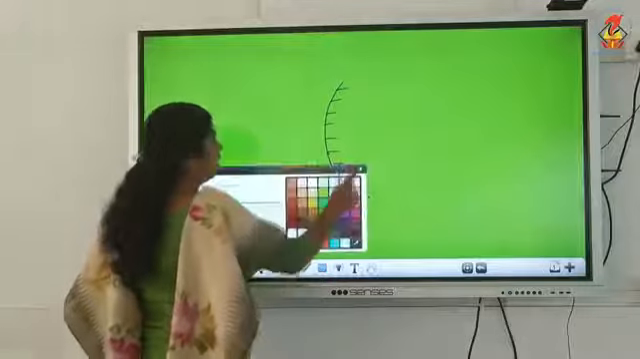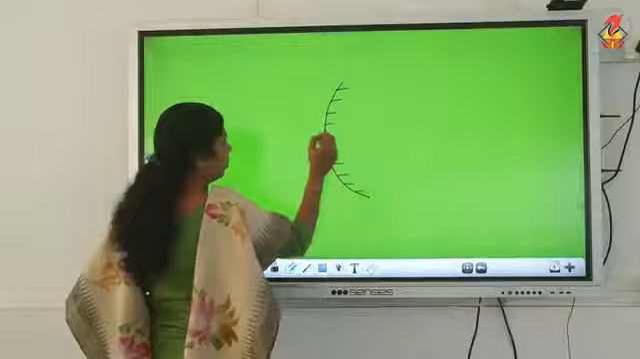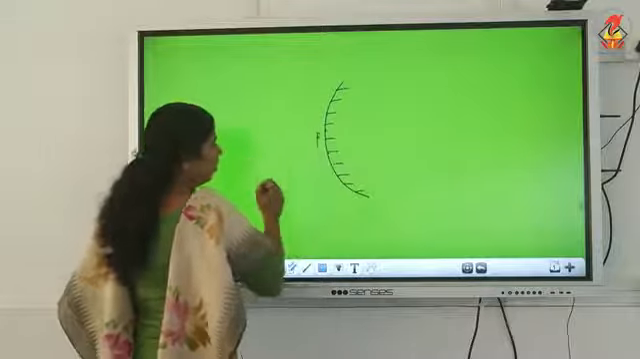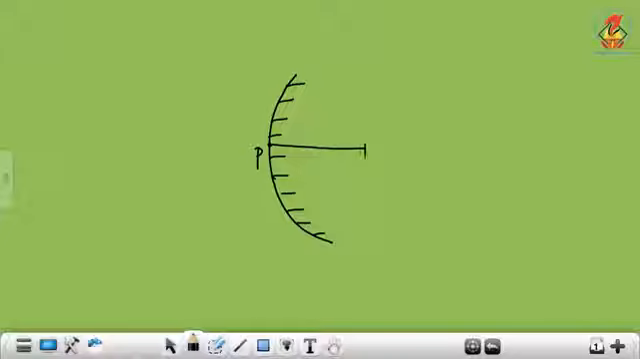Then I will mark the pole, the center of curvature, and a straight line passing through the pole and the center of curvature. That is the principal axis.